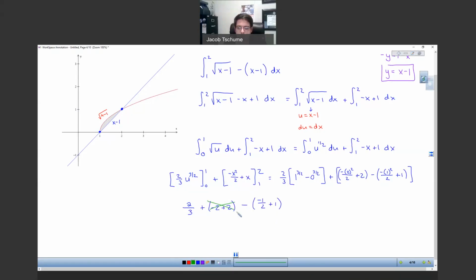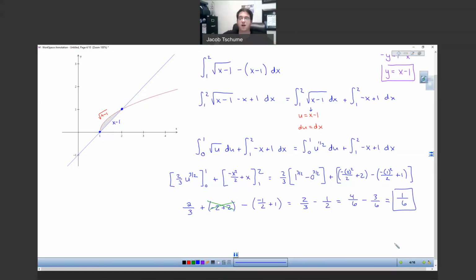Negative 2 plus 2 goes away, and you are going to be left with 2/3. Negative 1/2 plus 1 is 1/2. With a negative out front means you need to subtract a half from that. And when you find common denominators here, you should be able to write this as 4/6 minus 3/6, which gives you a final answer of 1/6.